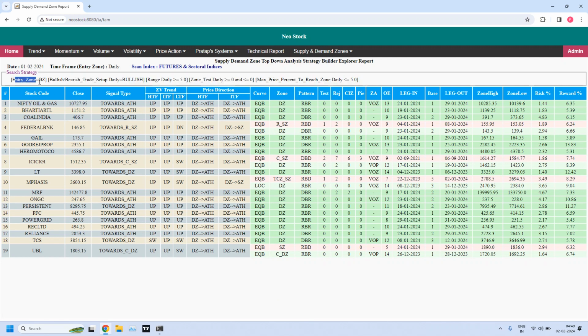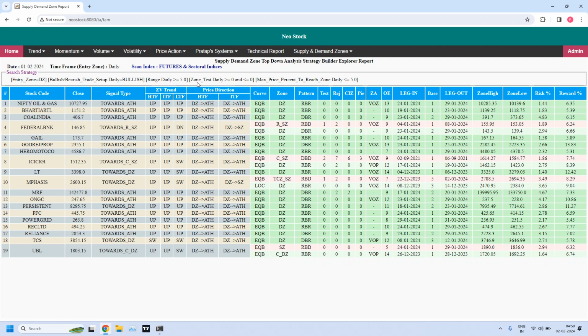See here, our entry zone is a demand zone because it is a bullish trade setup. And what kind of bullish trade setup? It is a daily bullish trade setup. Daily equals bullish. If you select bearish, you will see daily equals bearish. And what is the range? Greater than or equal to 5%. A range should be there.